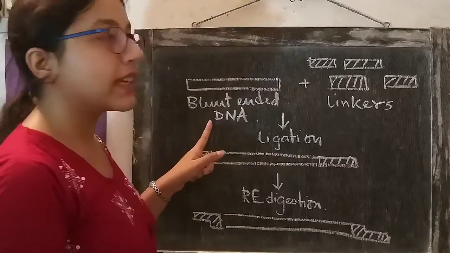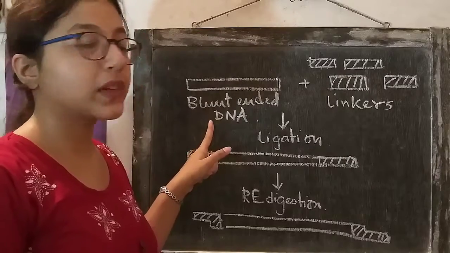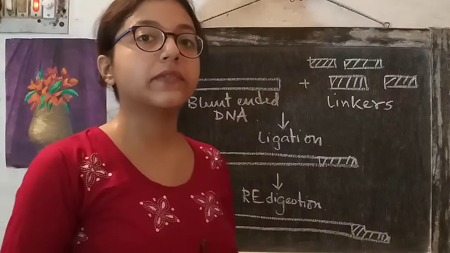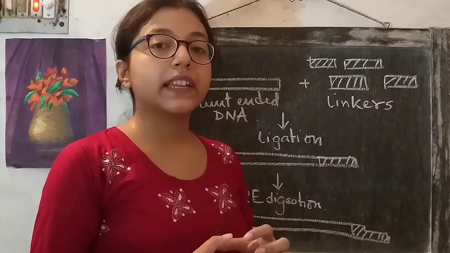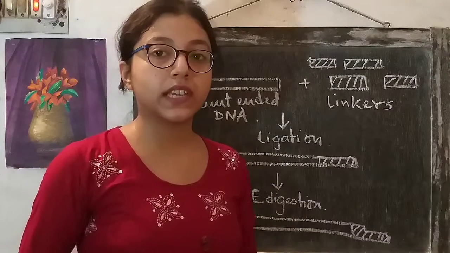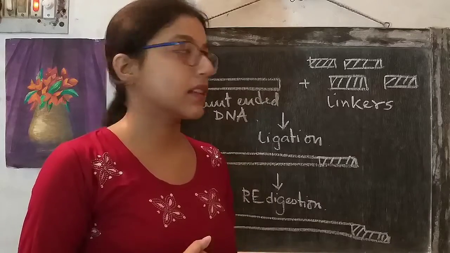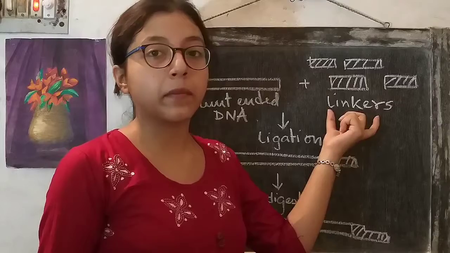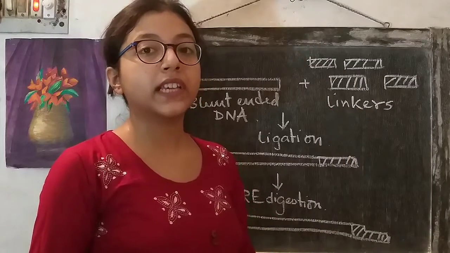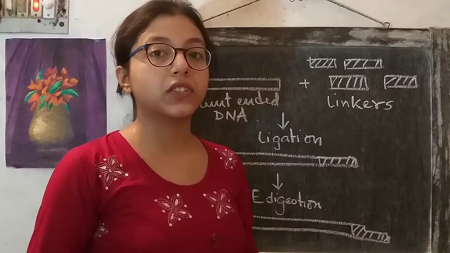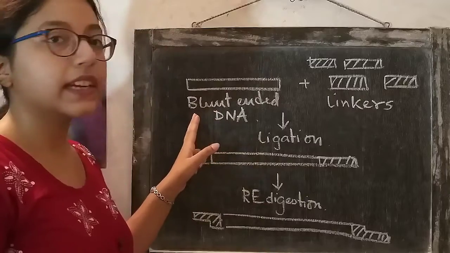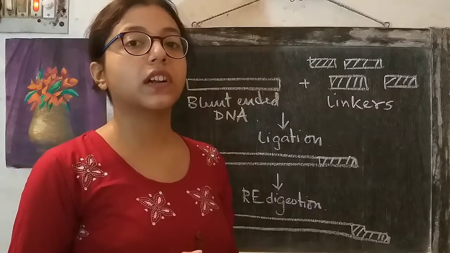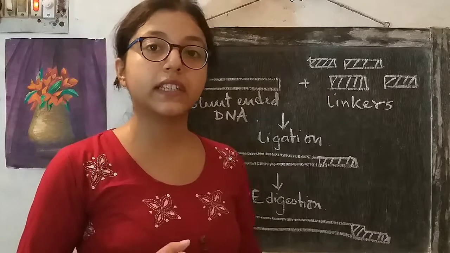So this blunt-ended DNA is mixed with linker molecules. Basically a reaction mixture is taken which contains the target DNA which has to be converted into sticky-ended form, and the linkers. And look at this: the linkers are present in excess amount. Large quantities of linkers are present in the reaction mixture, whereas blunt-ended DNA is present in very small amount.